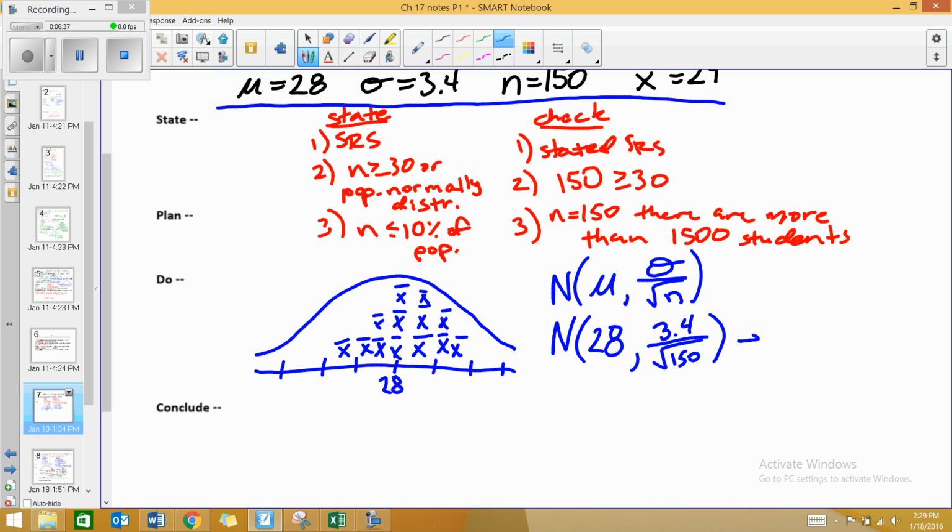All right, and that turns out to be a standard deviation of 0.278. And you can check that on your calculator. Now this is where it's different, like we saw in that activity on the computers. When I'm conducting a sampling distribution, where I'm calculating a bunch of sample averages, there's going to be much less variability as my sample size increases.